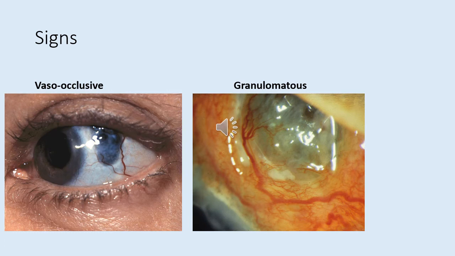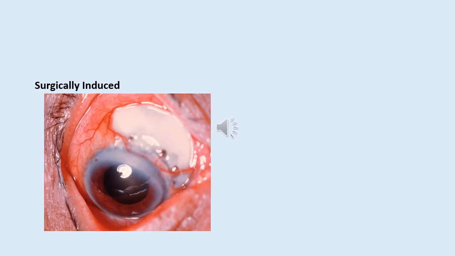The second type is the granulomatous type, which may occur in conjunction with conditions like Wegener granulomatosis or polyarteritis nodosa, as in the photo on the right side of this slide. The third type is surgically induced scleritis, which typically starts within 3 weeks of the procedure, though much longer intervals have been reported. It may be induced by any type of ocular surgery, including strabismus repair, trabeculotomy, and other types of ocular surgery.